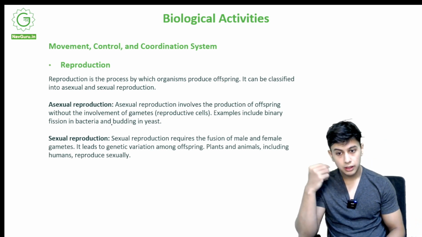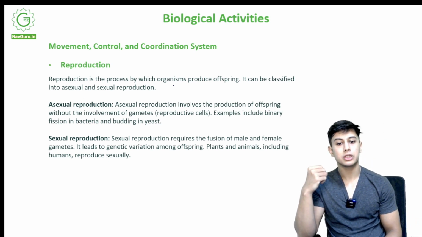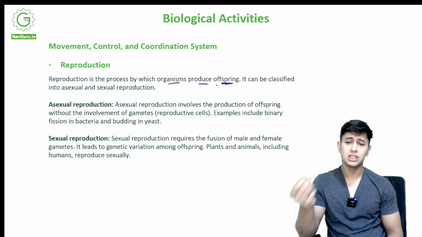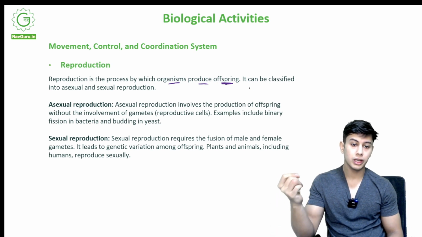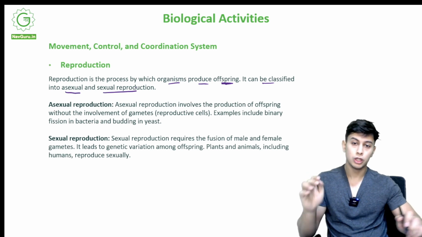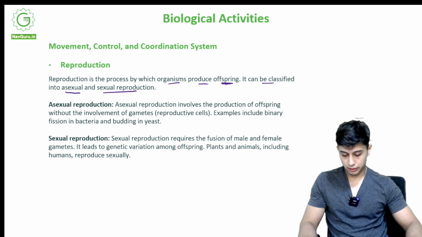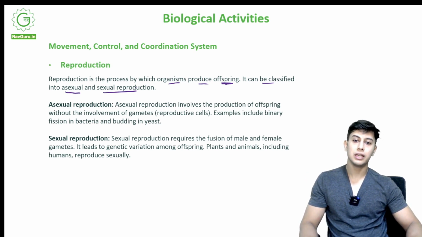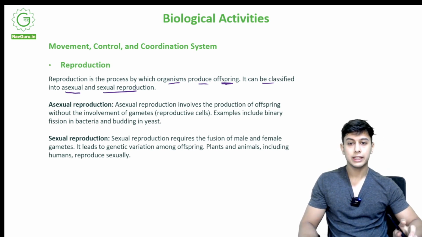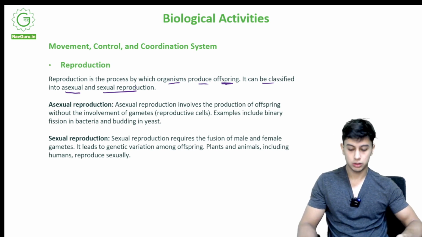Reproduction is the process by which organisms produce offspring. What is offspring? Children, little ones. It can be classified into asexual and sexual reproduction. So reproduction can be of two types, asexual and sexual. Asexual, only one partner is involved. Sexual, two partners are involved. For sexual reproduction we need male and female in all organisms, but in asexual only one organism is involved.